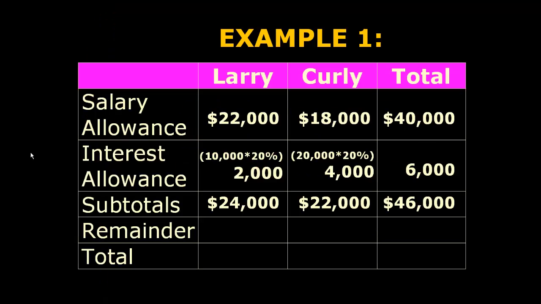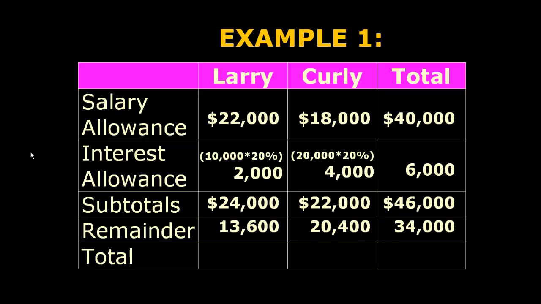We're going to split that according to the ratio. So for Larry, we have $34,000. He's supposed to get 40% of that, or $13,600. Curly is supposed to get 60% of that, or $20,400.